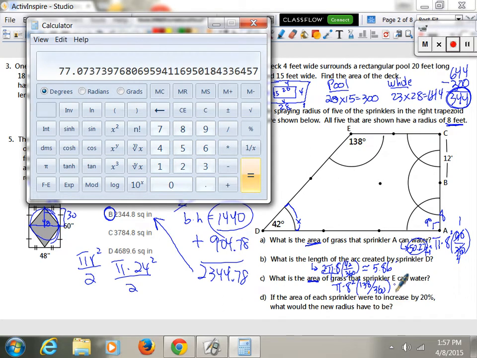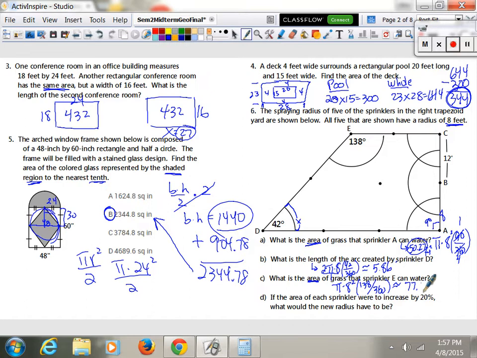77.1. Approximately 77.1 square feet of area that they could water. And it's definitely more than this one. This was only 90 degrees. This was bigger, 138, so it's a bigger amount, 77.1.